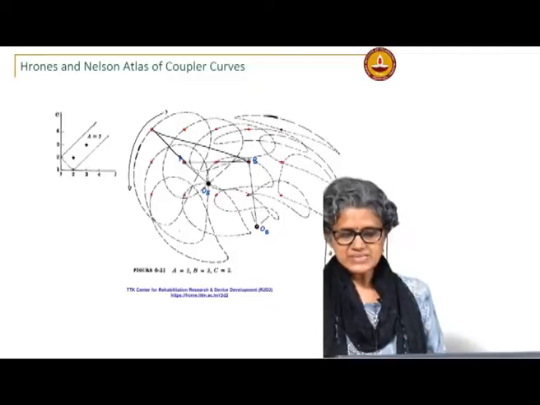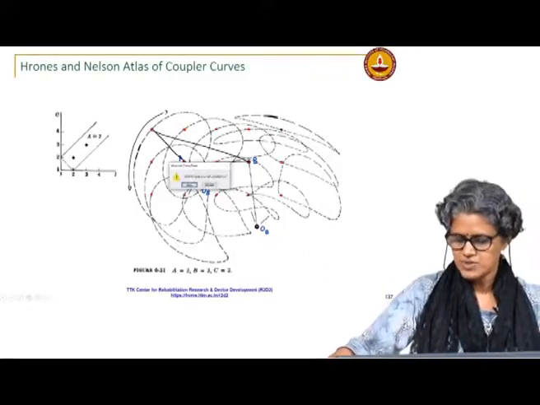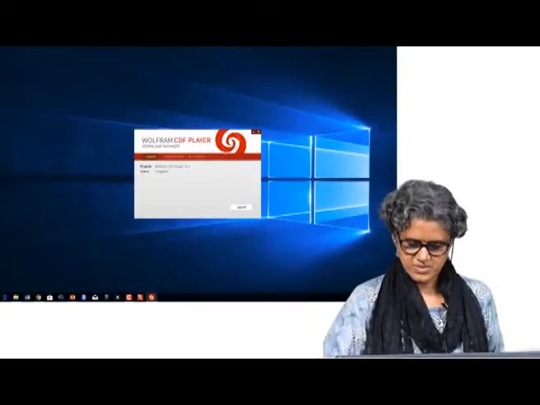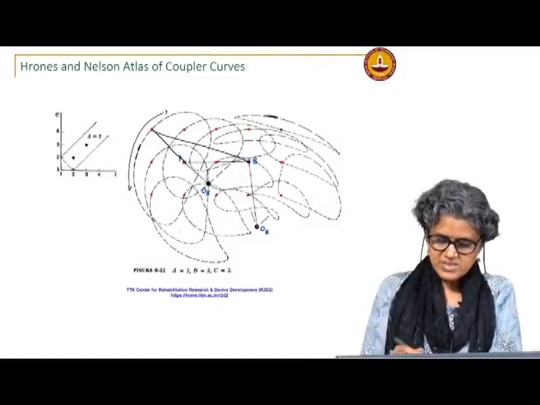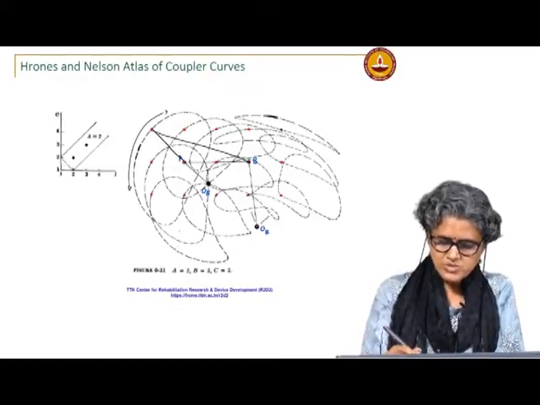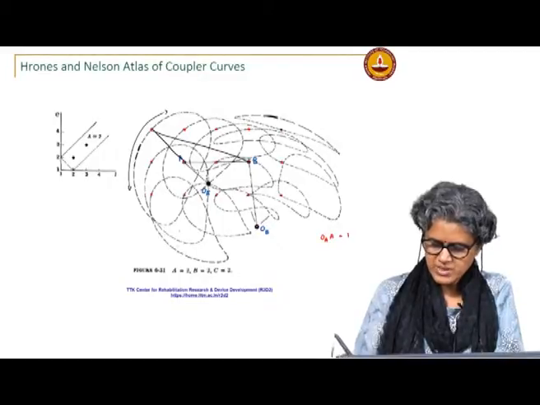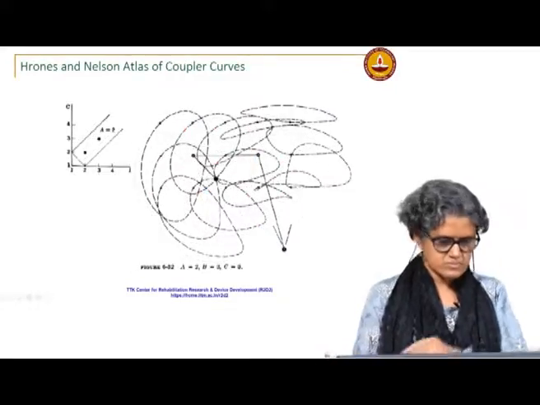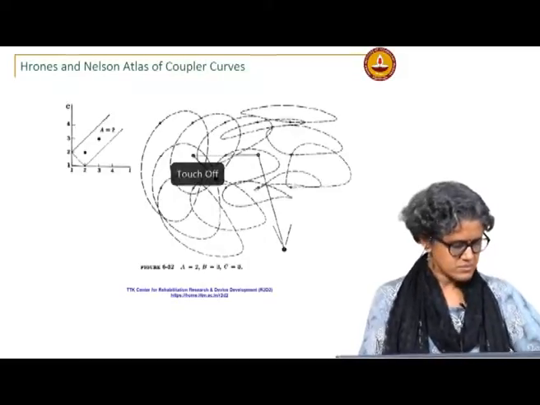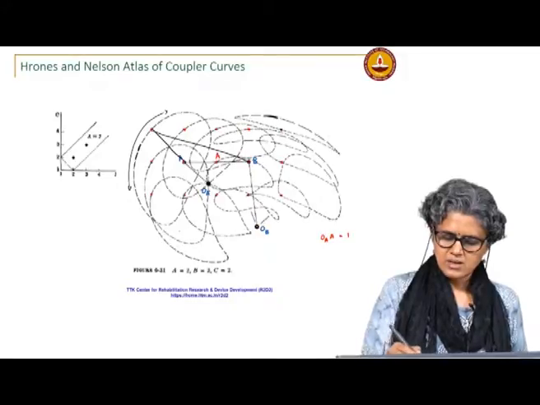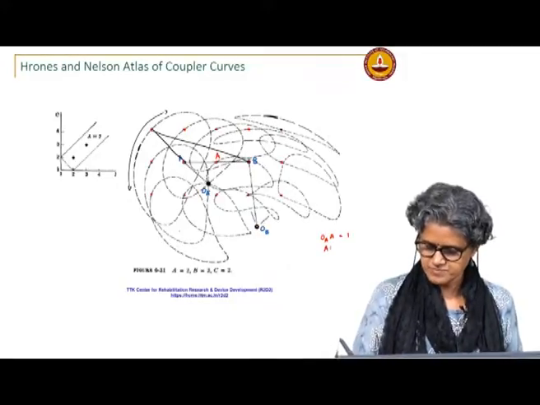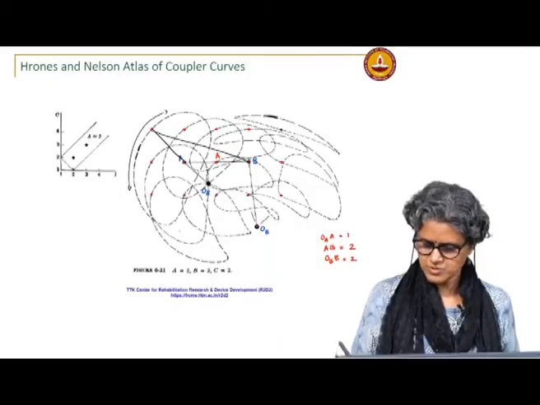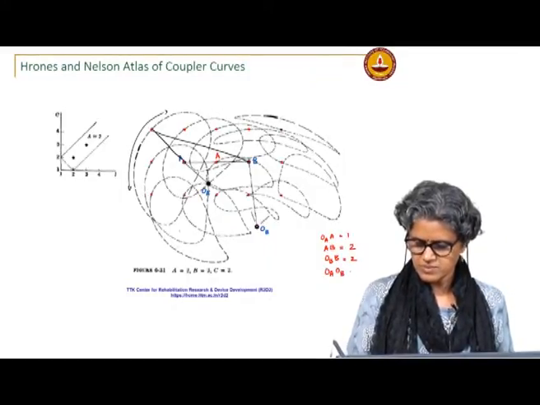So, let me show you. There is a nice interactive atlas, which is what I was trying to download and install. Let us hope it is done. Okay. So, this tells you that these are the coupler curves, the crank is always 1. So, OAA is 1 unit, the coupler base AB equal to 2 units, then OBB equal to 2 and OAOB is also equal to 2.